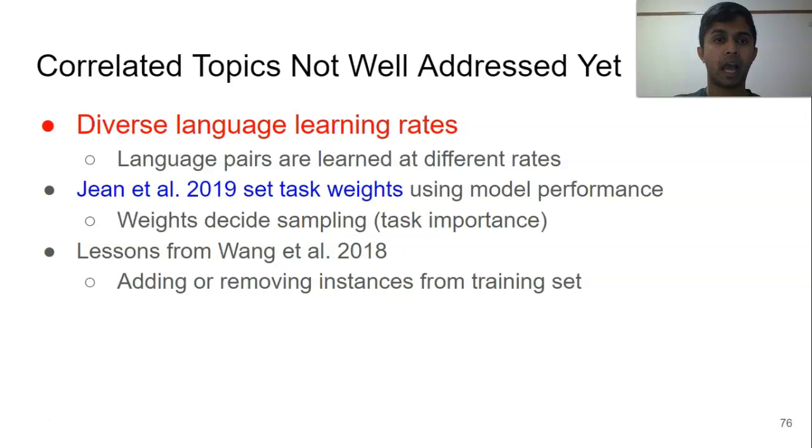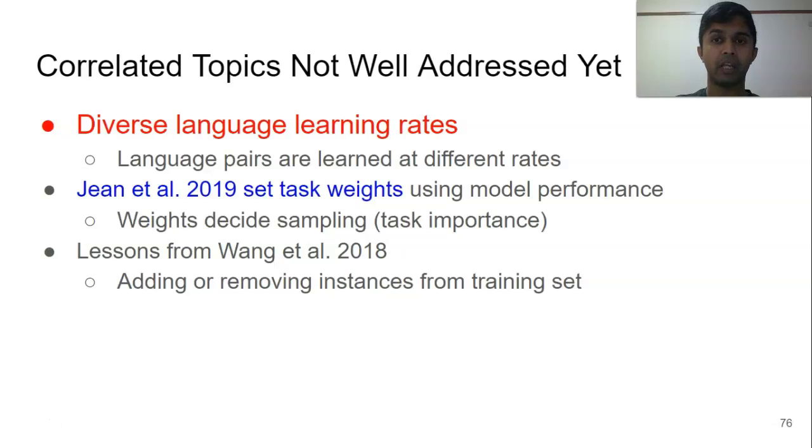So Jean et al. have addressed this partially by setting task weights using model performance. So in other words, once the model detects that the translation quality for a particular language pair has reached more or less an optimal value, the weight for that particular language pair or that particular task is reduced so that sampling for that task will happen less frequently.